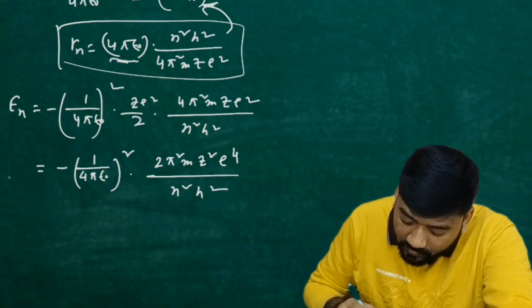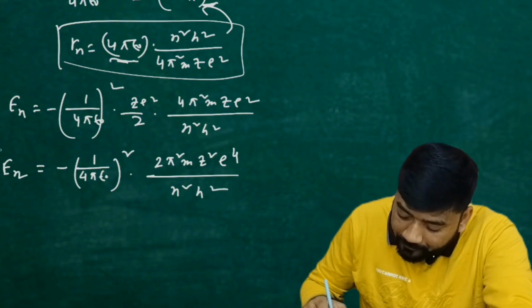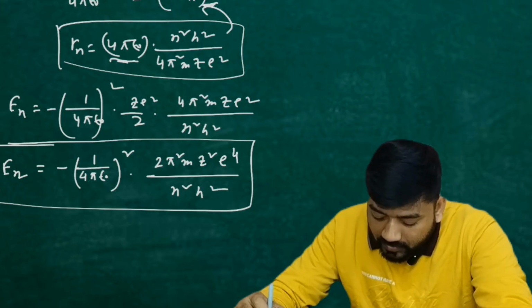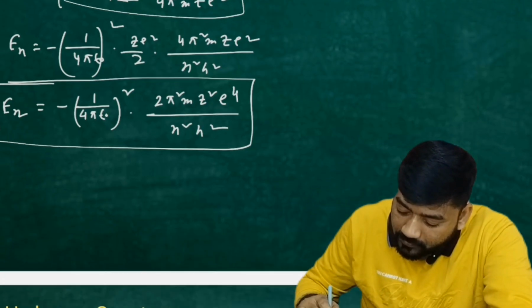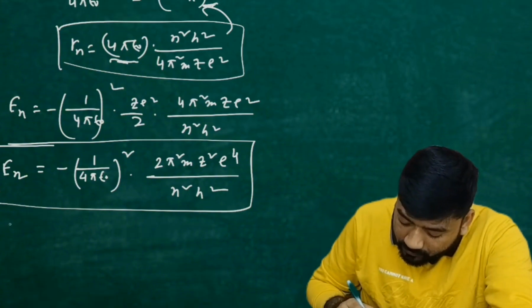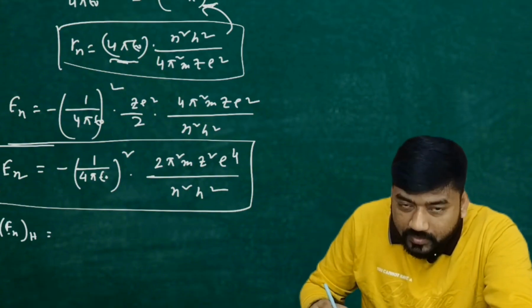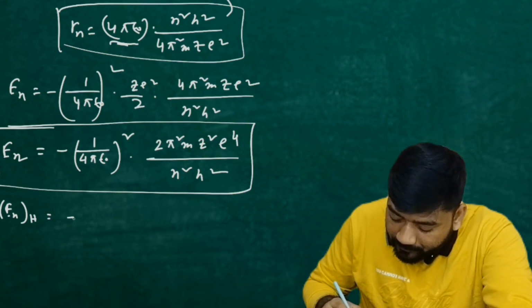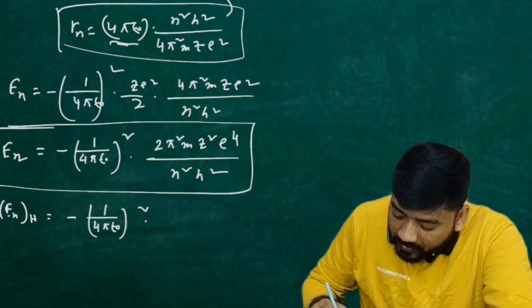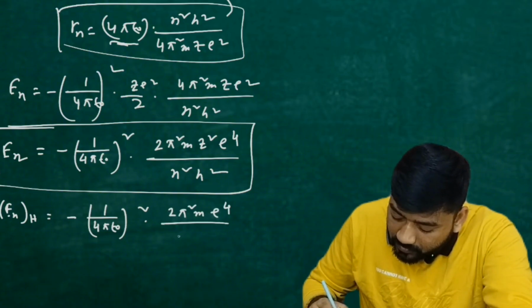So this is the expression for En, the nth possible orbit. Now again, if you want to find out En for the hydrogen atom, what will be the expression? The expression will be just minus 1 upon 4 pi epsilon naught whole square into 2 pi square m e to the power 4 upon n square h square.